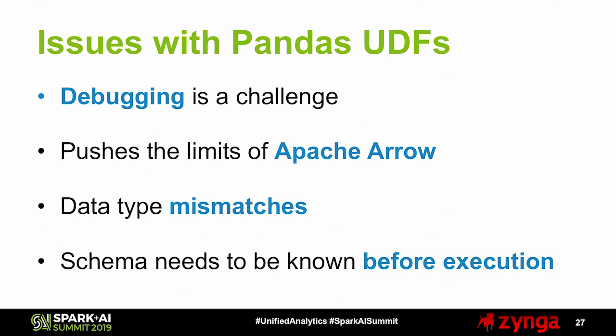Another limitation is that the schema needs to be known before the UDF is computed. So we do a sampling step where we figure out what that feature transformation is that we want to apply to all of your users. But if you're trying to do feature generation within the UDF, that wouldn't work because you don't know what the schema is yet. So there are some issues with Pandas UDFs.